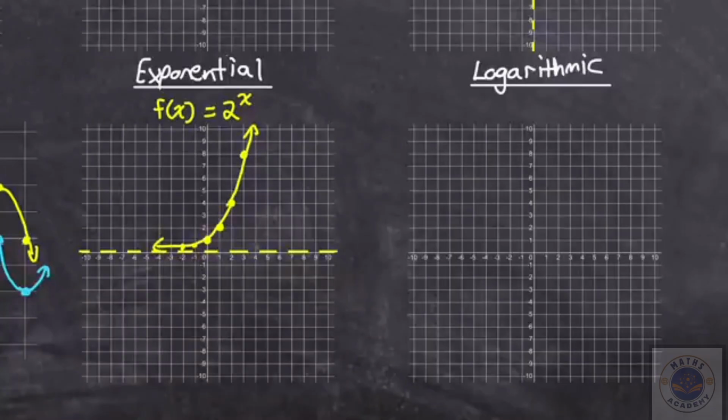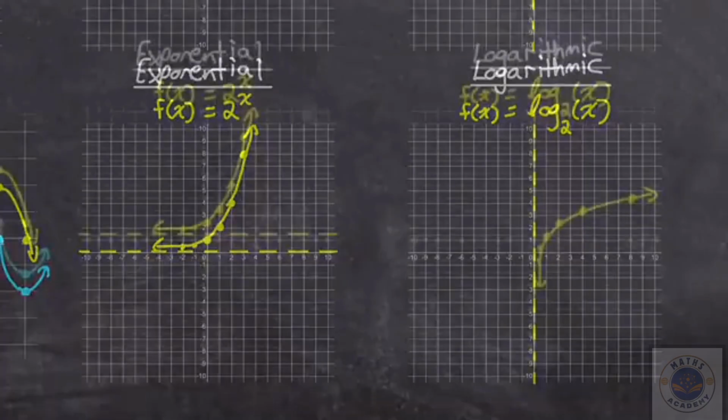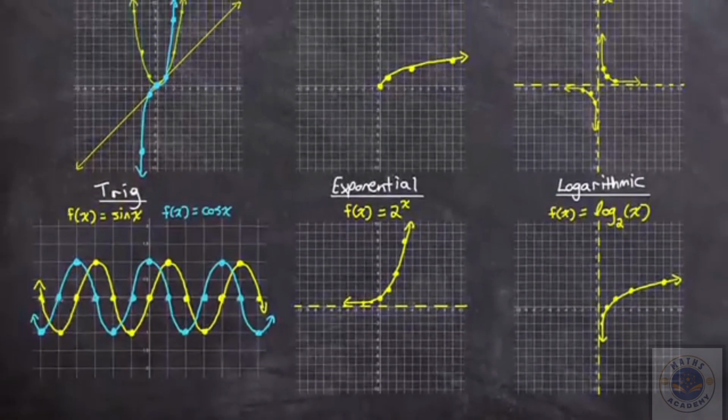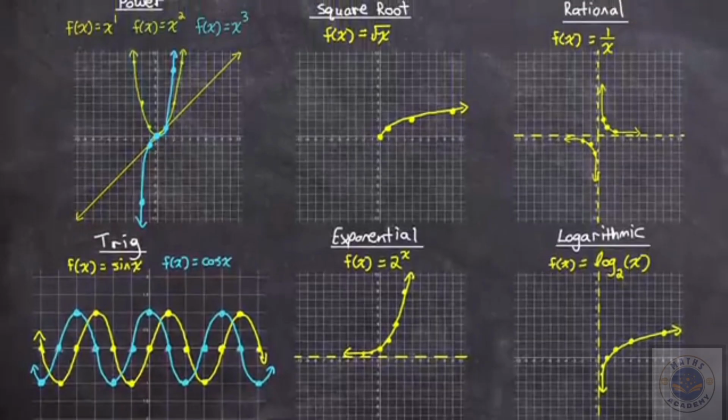Whereas a logarithmic function, let's say f of x equals log base 2 of x, that's actually the inverse of the 2 to the x function, so it's the opposite. So it has a vertical asymptote at x equals 0, and it actually grows more and more slowly as we move to the right. So there's the graphs of 6 different types of functions where you should be very familiar with the shapes of their graphs.